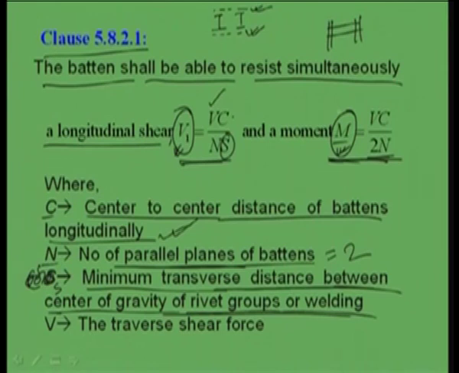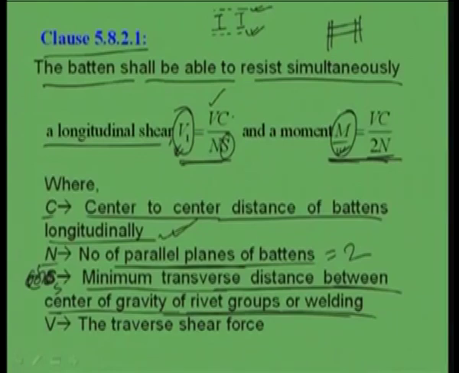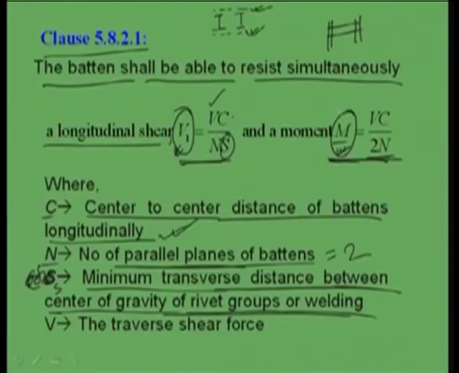So forces in terms of longitudinal shear and moment can be calculated from the codal provision, where the code specifies that the transverse shear developed in the batten will be 2.5% of the compressive force acting on the main member. So from this we can find out the transverse shear force V, then we can find out the longitudinal shear V1, which is Vc by Ns, and the moment M as Vc by 2N, where C, N and S are given here.